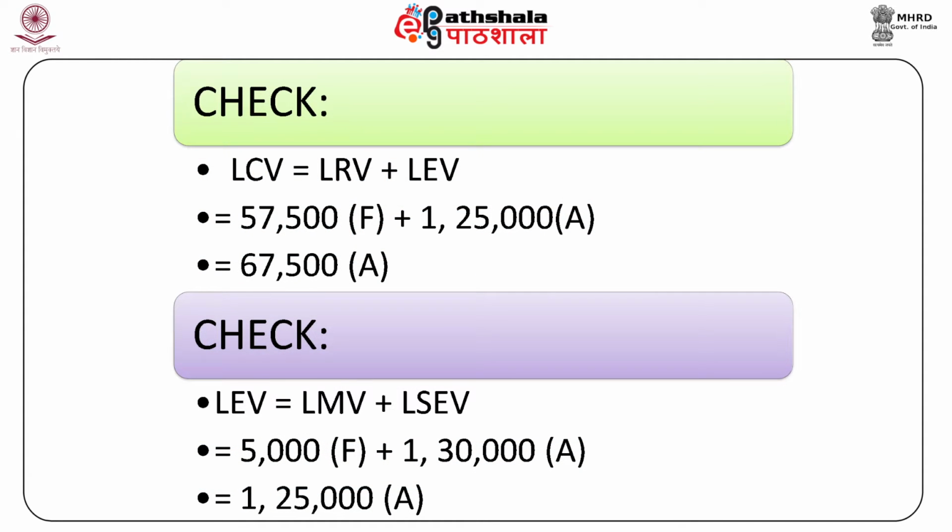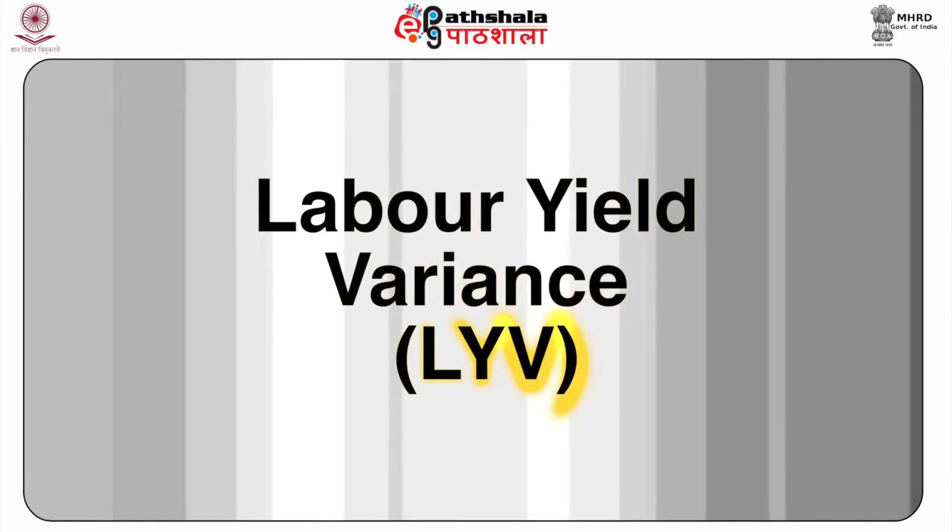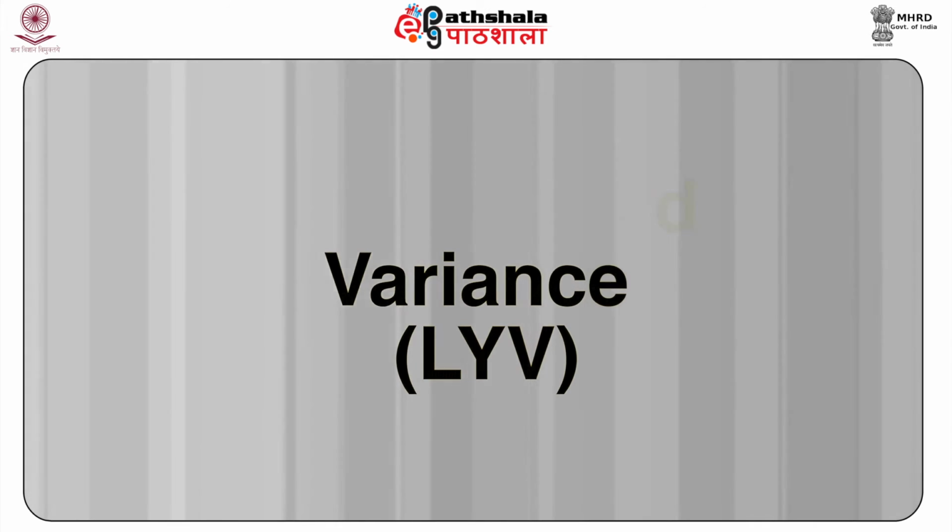We can check LCV is equal to LRV plus LEV, 57,500 favorable plus 1,25,000 adverse will be equal to 67,500 adverse. We will check again. LEV is equal to LMV plus LREV, 5,000 favorable plus 1,30,000 will be equal to 1,25,000 adverse. We will now understand labor yield variance, in short known as LYV.